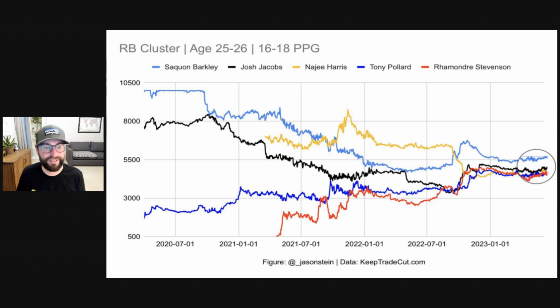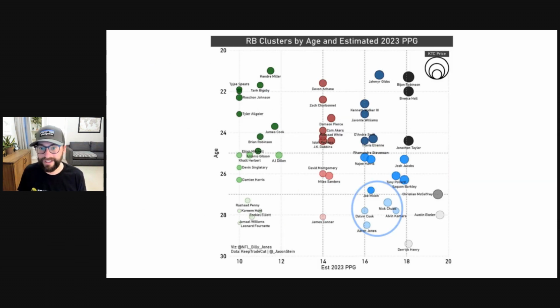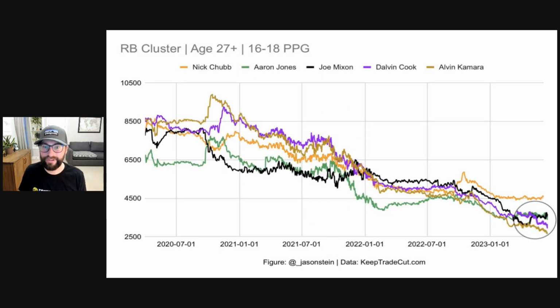There does seem to be a little bit of evaluation upside with Pollard if that type of situation does happen. However, that's just a projection right now because we haven't seen it happen before. And so this next cluster here is age 27 plus, 16 to 18 fantasy points per game. And we're looking at Nick Chubb, Aaron Jones, Joe Mixon, Dalvin Cook, and Alvin Kamara on this chart.